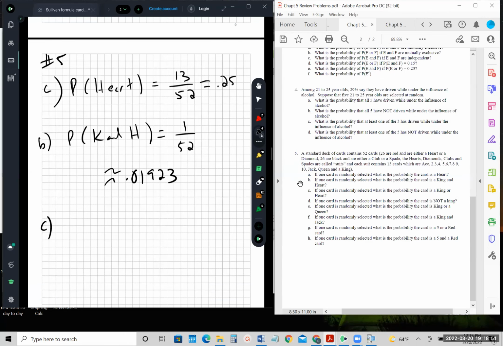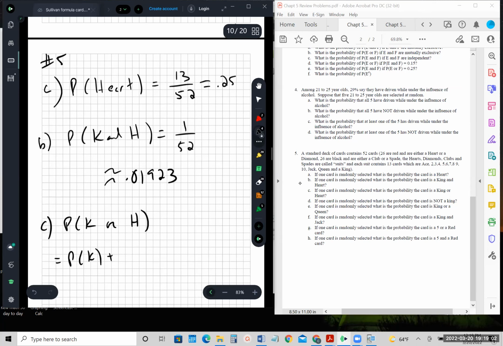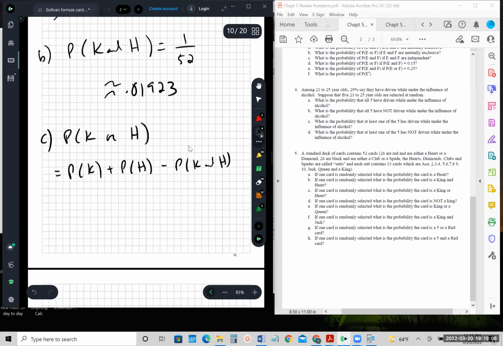So then C would be, if one card is randomly selected, what is the probability of a king or a heart? So the probability of a king or a heart, that would be the probability that it's a king plus the probability that it's a heart minus the probability it's a king and a heart. Going back to our formula, there's 4 out of 52 that are kings. Hearts, there's 13 out of 52, and then minus the 1 out of 52 because there's only one that overlaps.